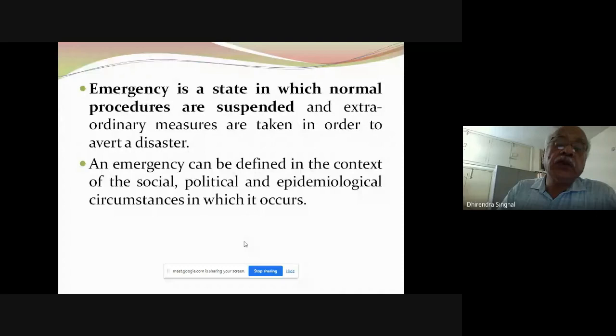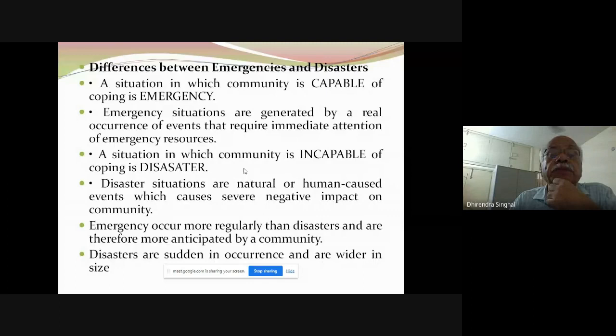Then there is one more term, emergency, and it is important for us to understand the difference between emergency and disaster. So emergency is a state in which normal procedures are suspended and extraordinary measures are taken in order to avert a disaster. An emergency can be war, it can be medical, depending on the nature. But when we say emergency, the biggest difference is a situation in which the community is capable of coping. That means any society, for example, Sonipat or Delhi, if some accident happens, we can meet with that through our own resources. But if it is a disaster, we will not be able to do that.